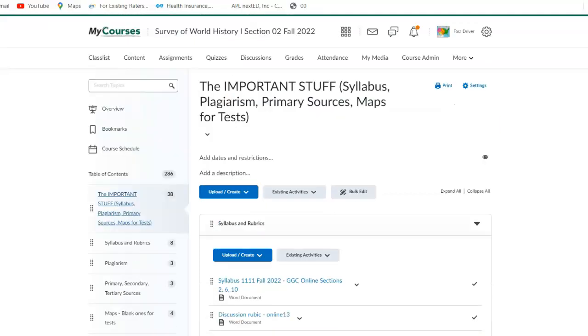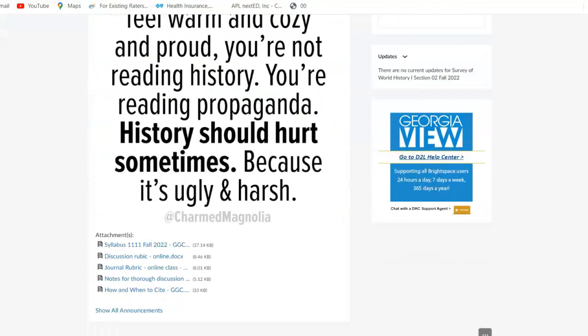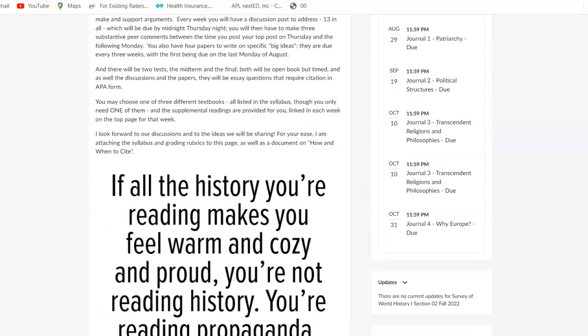You will notice also on the course overview page, I have linked all of these important documents right here at the bottom: the syllabus, the discussion rubric, the journal rubric. The notes themselves are what you're going to need for a thorough discussion and a thorough journal entry, and then how and when to cite. So these are all right here on the top page. If you can't remember where to look at them, they'll be there.